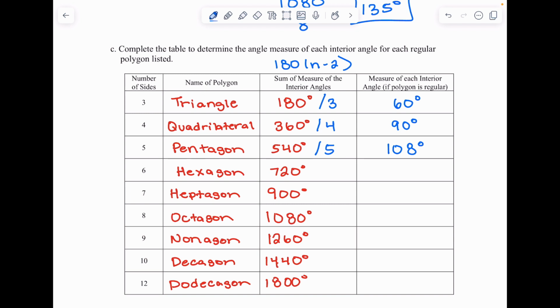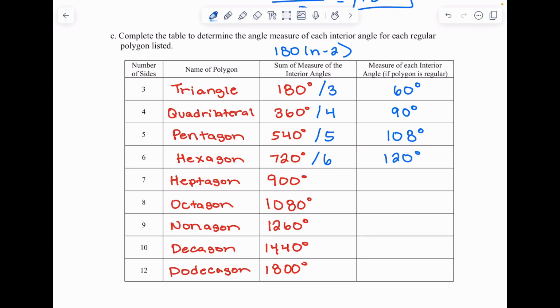A 6-sided polygon is called a hexagon, and its interior angle sum is 720 degrees. 720 divided by 6 tells me that for a regular hexagon, each interior angle is 120 degrees. A 7-sided polygon is called a heptagon. Its interior angle sum is 900 degrees. 900 divided by 7 tells me that each interior angle of a regular heptagon will be 128.57 degrees.